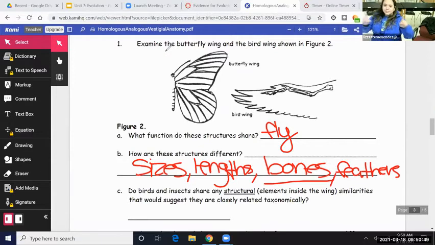Yes or no? Do you think birds and insects are closely related because of their structure? Looking at how they're structurally put together. Right. So no, even though they do the same thing, they both help them fly. That's the only similarity that they have. They don't look alike at all. There's no bones in the butterfly. There's no feathers. One's significantly smaller, shorter, different shapes. There are so many more differences than they have similarities. So in this case, we would say that insects and birds are not closely related.